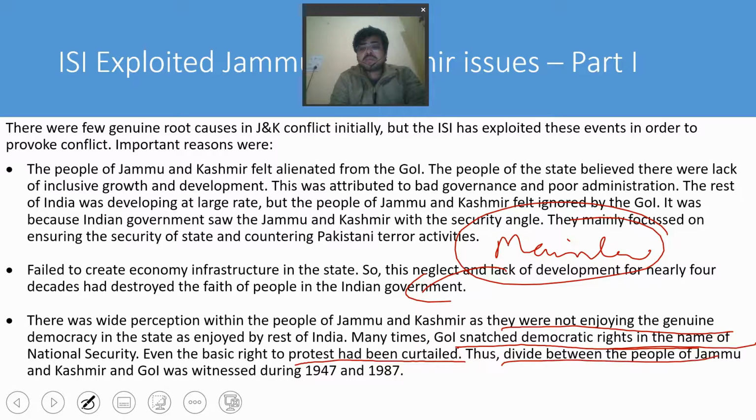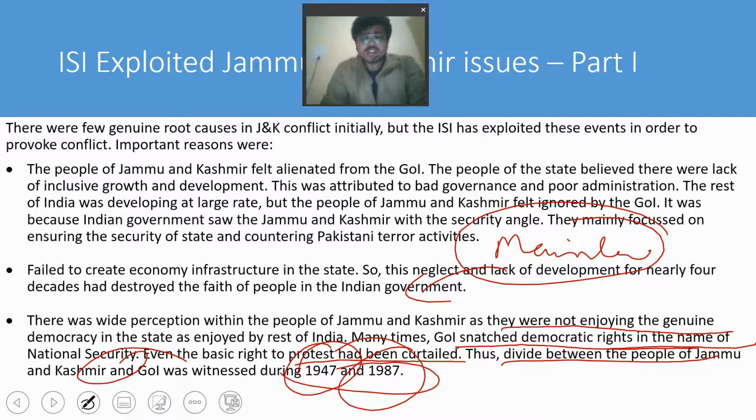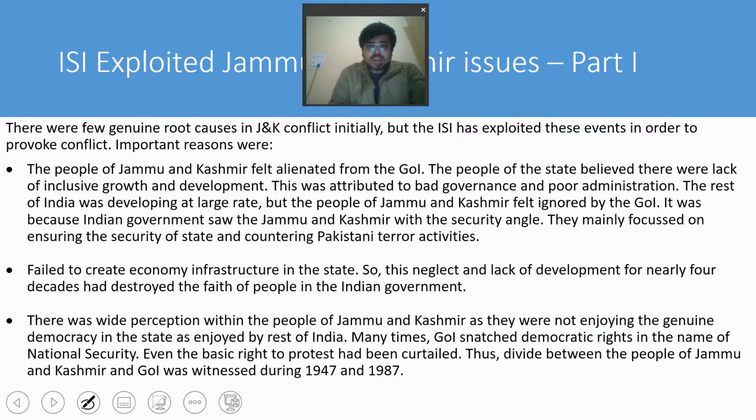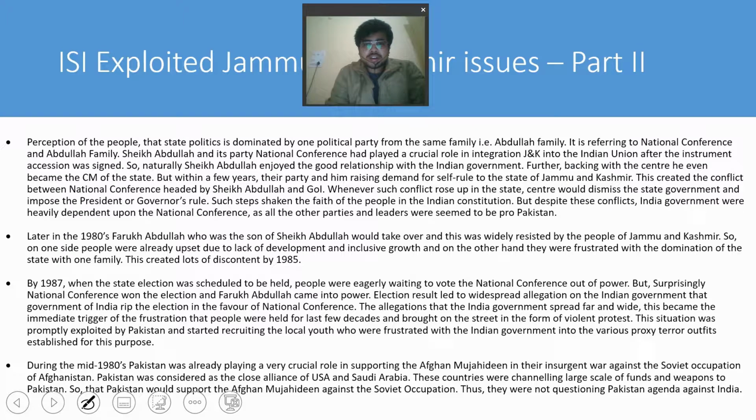Thus this created a divide between the people of Jammu and Kashmir and the government of India, and that was witnessed between 1947 and 1987, as most of the people were not in favor of the government of India because they felt alienated by the government of India's acts and the lack of development of that region.